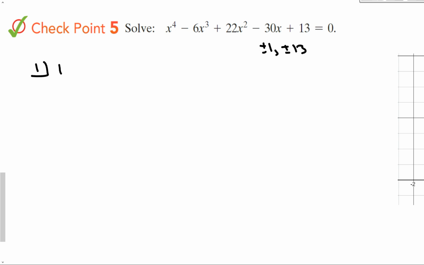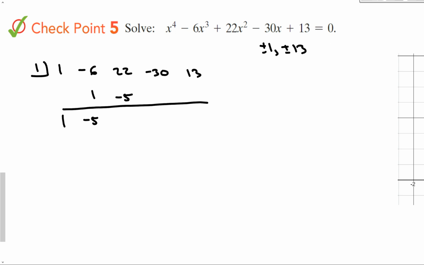So that's x to the fourth, x to the third, 22, minus 30, and 13. Bring down the 1, multiply, add this, you get a positive 17, multiply, add, and look at that. 1 happened to be a root.